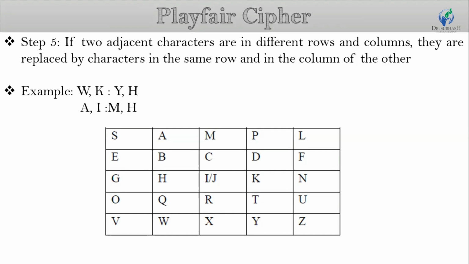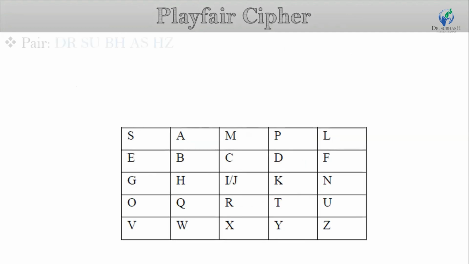Same as A and I. A occurs in the first row and I occurs in the third row. For that, we select the cipher alphabets M and H. So our pairs are DR, SU, BH, AS and HZ.